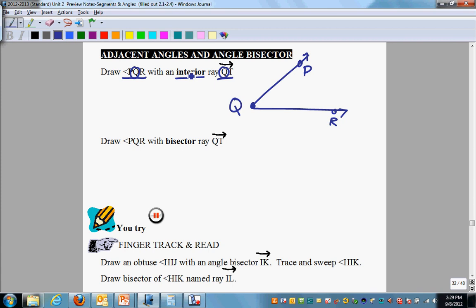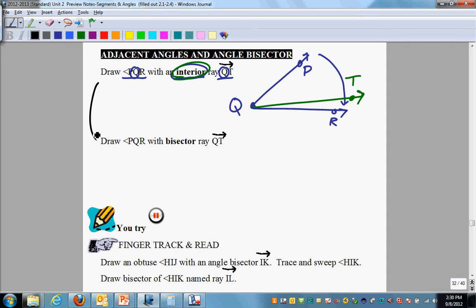PQR with an interior ray, so it's inside the angle, but we don't know where. So when we draw just an interior ray, it's really important you don't put it in the middle, so offset it. In this case, interior ray QT would look something like this. It's offset from the middle, but it's inside the angle. That's an interior ray. They are adjacent. They're back to back. They share a spine, but they're not a bisector.